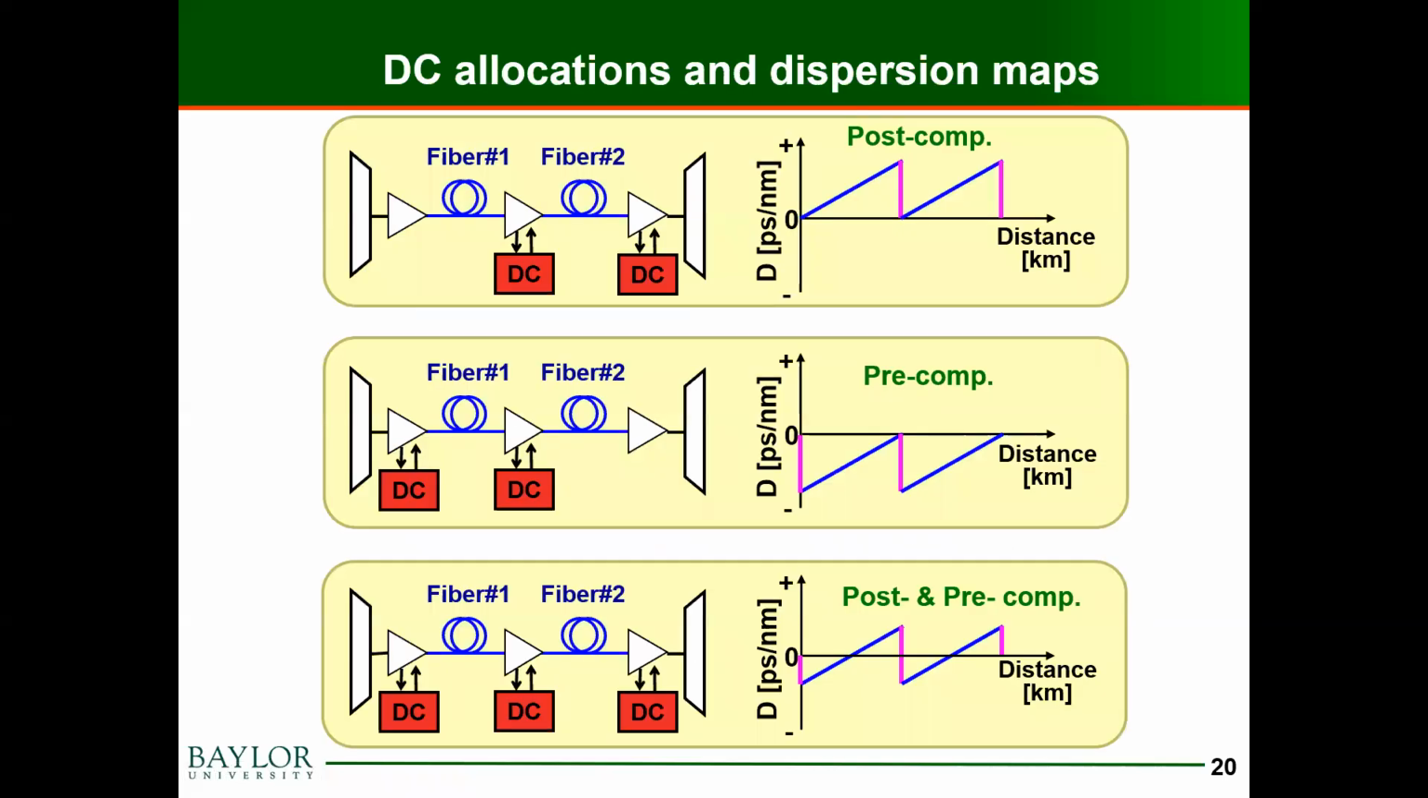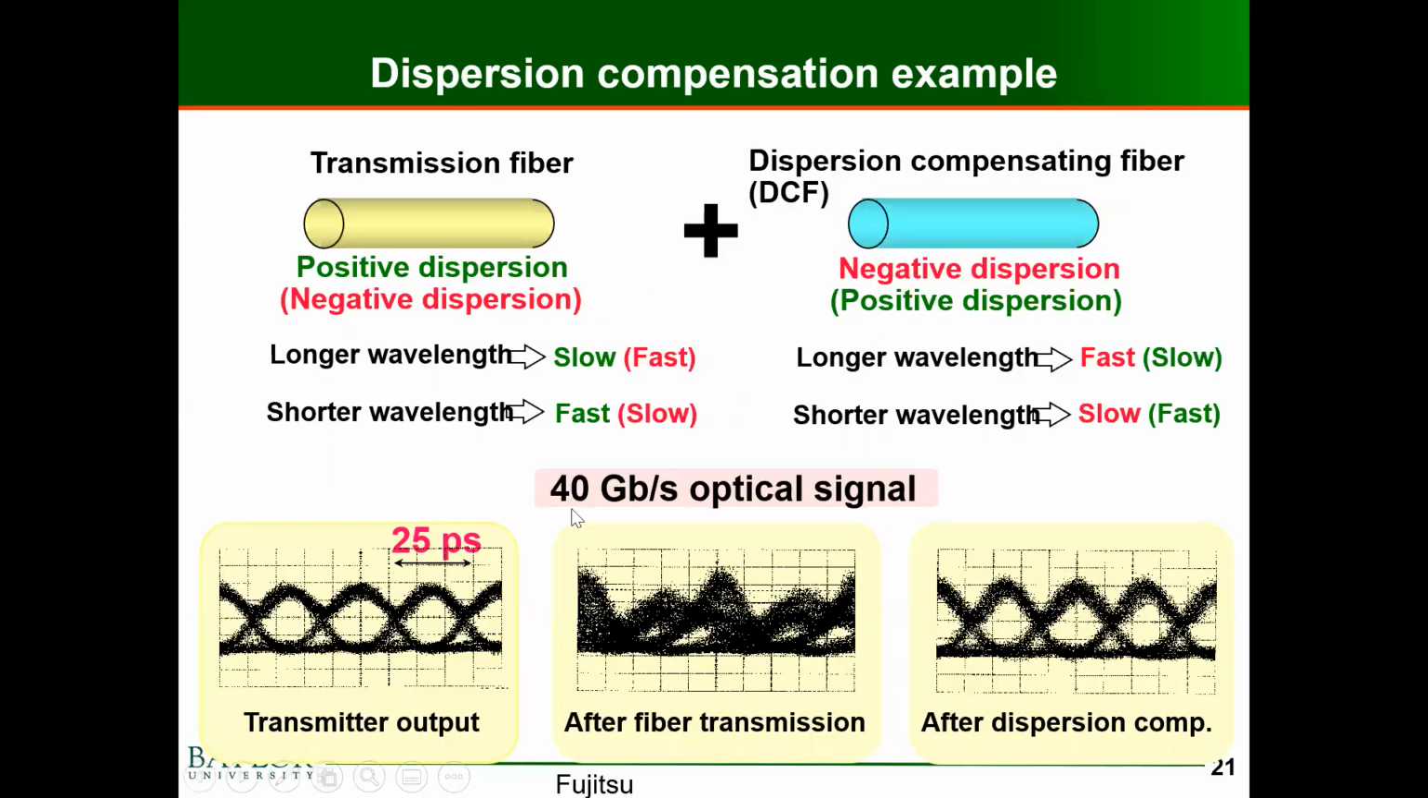So why do we want to do that? Let me give you an example. This is 40 gigabit per second, so that means each second we have 40 times 10 to the 9th bits, a 1001 type of thing. So this will be 25 picoseconds, as you calculate from 40 gigabit per second. So this is the transmitter output.